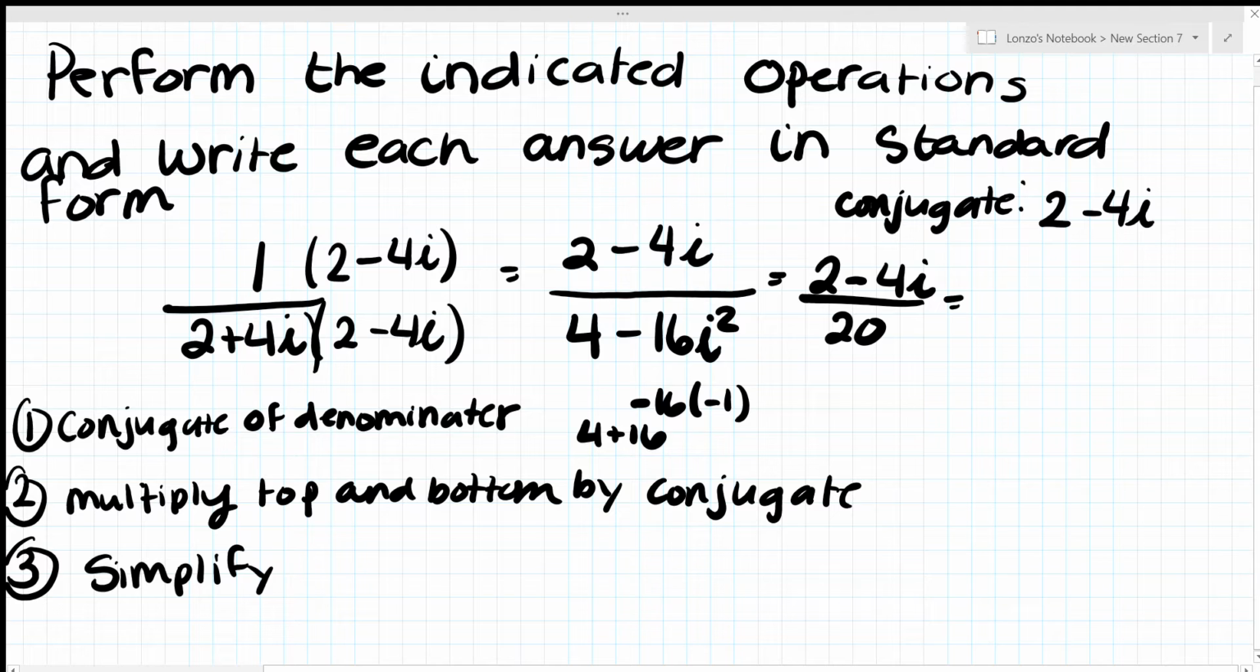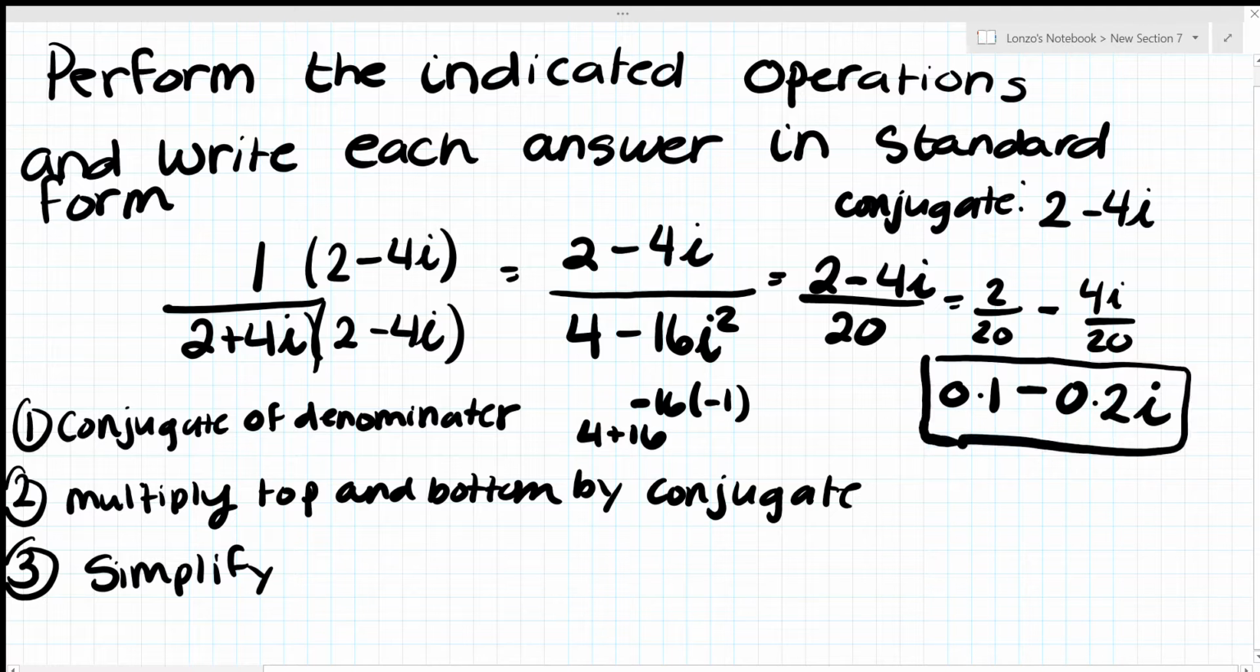I'm just going to divide, so this is going to be 2 over 20 minus 4i over 20. 2 over 20 is the same thing as, if you put in a calculator, 0.1. And then minus 4 over 20 is the same thing as 0.2i. So this is your final answer in standard form. First I took the conjugate, multiplied the top and bottom by the conjugate, simplified, and then put it in standard form.